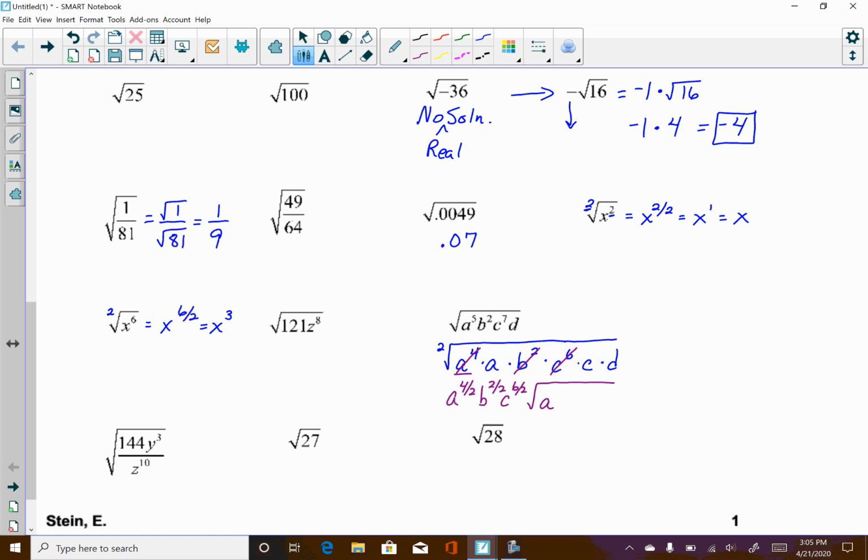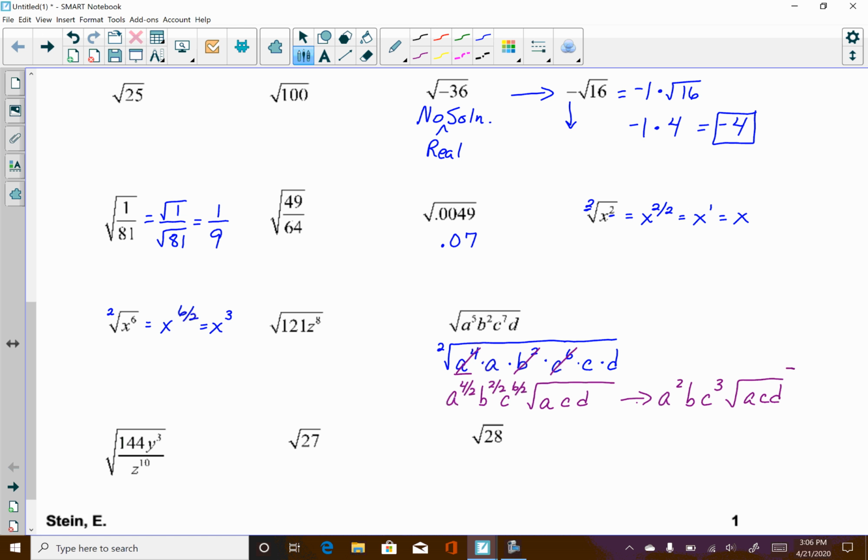And then I'm left also in here with a c and a d, because I wouldn't be able to take half of those, if you want what's on the outside to be perfect whole numbers. And from here I can simplify so that I have perfect whole numbers, because 4 divided by 2 is a squared. 2 divided by 2, that's just going to be a regular b. 6 divided by 2 is going to give me c cubed, with the square root of a, c, d.